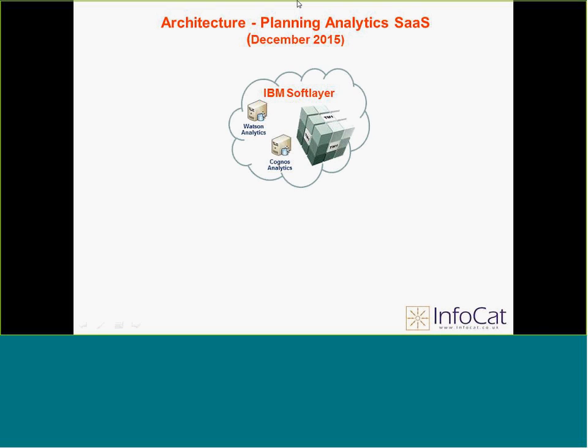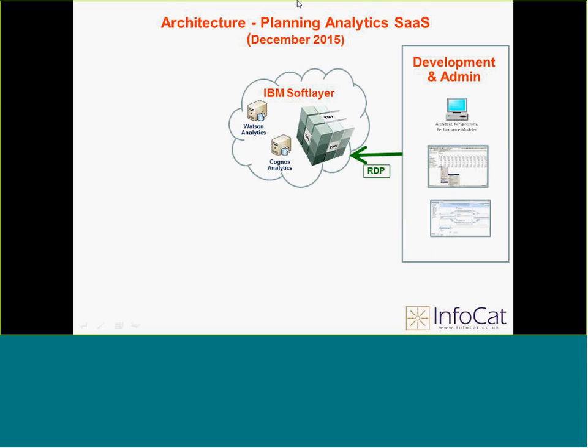The SaaS version of Planning Analytics also includes on the server some Cognos Analytics, and if you're interested in the predictive side of things, it includes Watson Analytics as well. But the main part of it is that TM1 server running in the IBM Cloud service. The development and administration facilities currently use the traditional TM1 interfaces, so you can use Architect, Perspectives, and Performance Modeler, but they're connected to the software cloud using a remote desktop session.